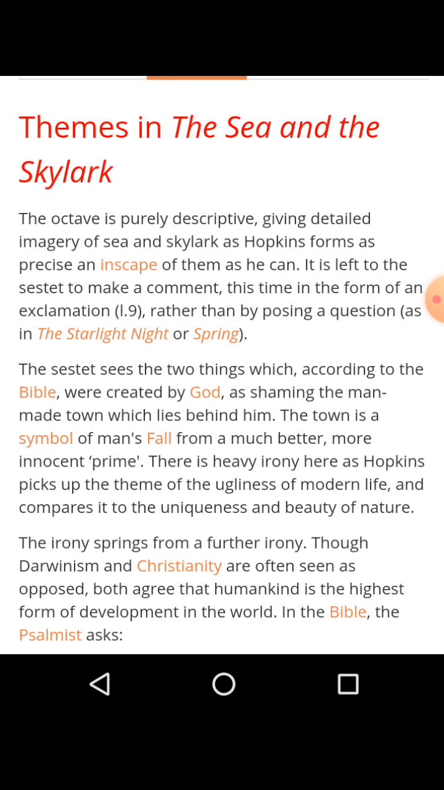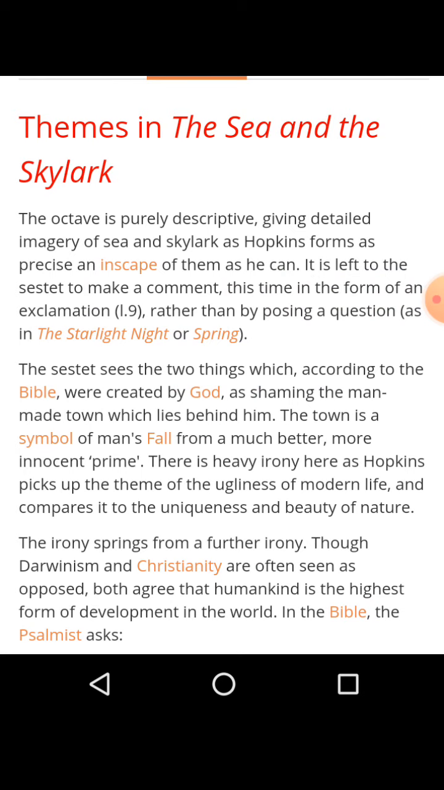In this sonnet, the octave is purely descriptive, giving detailed imagery of the sea and skylark, as Hopkins forms as precise an inscape of them as he can. It is left to the sestet to make a comment, this time in the form of an exclamation rather than by posing a question, as he does in his sonnets The Starlight Night or Spring. The sestet part sees the two things which, according to the Bible, were created by God. The sea and the skylark were created by God.